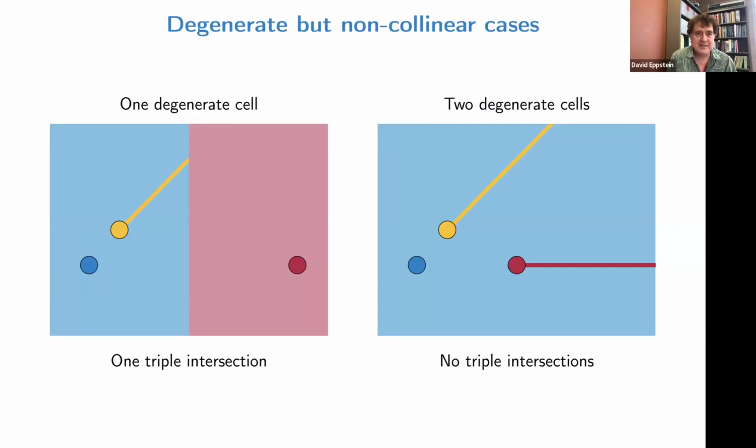For degenerate triples of cells, as long as they're non-collinear, we don't get that nesting effect that I showed you earlier. And so it turns out there's at most 1 triple intersection in the case where there's 1 degenerate cell inside another cell. Its Voronoi cell, the yellow Voronoi cell, forms a ray that gets stopped at the boundary between the blue and the red cells. And so this point where the ray stops is the 1 triple intersection of these 3 Voronoi cells. If you have 2 degenerate cells and they're not collinear, then their rays diverge and you get no triple intersections.